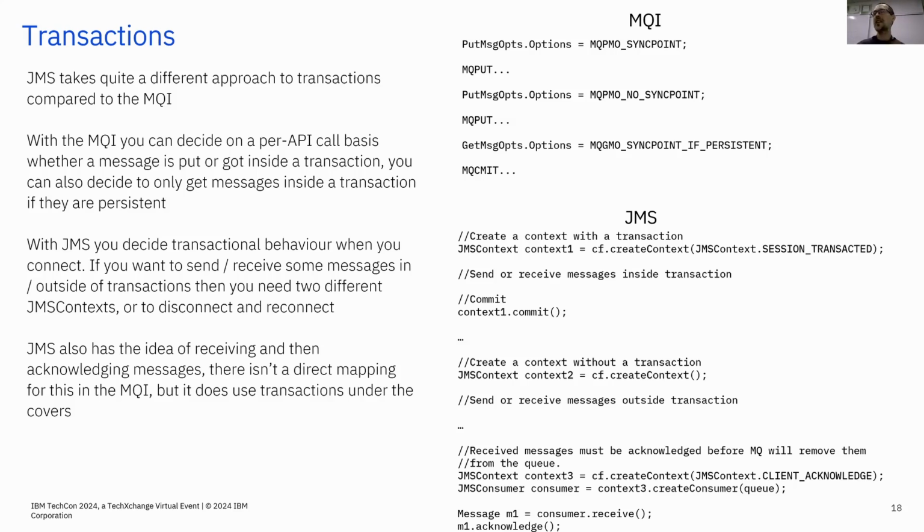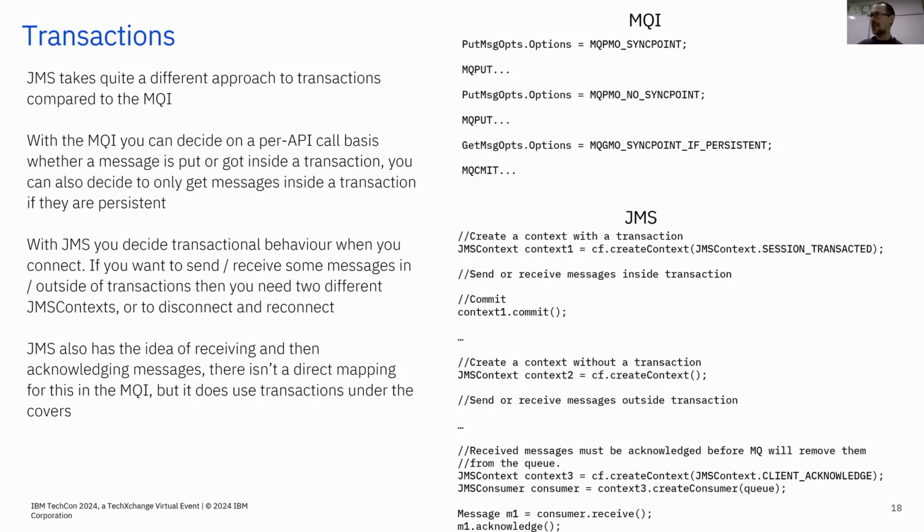And then we can send the next message outside of the transaction, so MQPMO_NO_SYNCPOINT, which means it's now not being sent via transaction. And you can do similar things with MQGET, and there's even an extra option with MQGET called sync point of persistence. So it kind of depends whether that message is persistent or not as to whether it's got under a transaction. And then you go and commit or roll back that transaction. So that's all great, but you have that real flexibility on a per message basis.